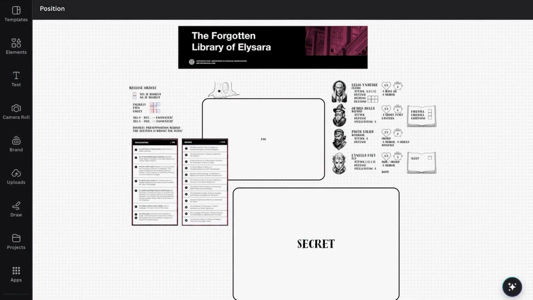Hello, welcome and thanks for clicking on this video. Today I will play the Forgotten Library of Elysara, a pre-made one-page dungeon by the Department of Unusual Observation. And I will play it with the 4 Against Darkness rules, a 4 Against Darkness team. As you can see, I've already made the characters.